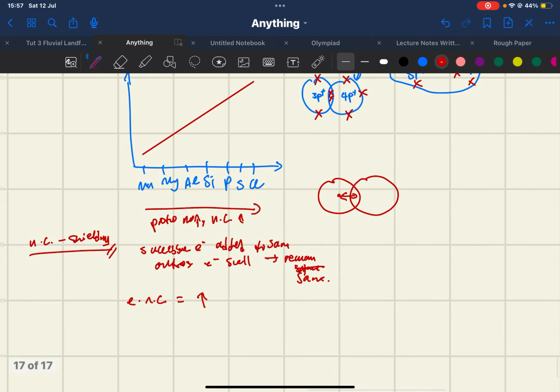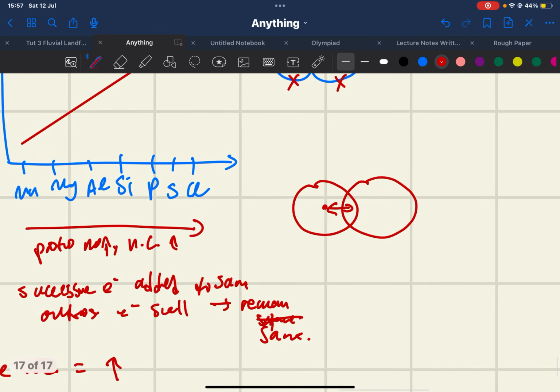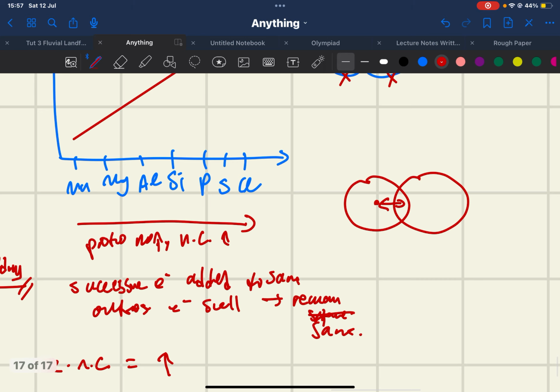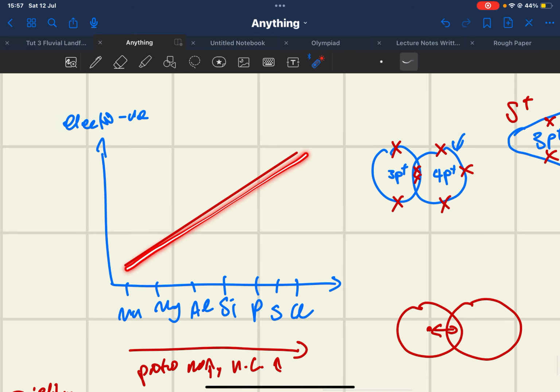If it shifts towards this side, it means that the electronegativity, which is a value given to atoms, will increase. So electronegativity will increase. That's why you have this point here. Generally, you can just draw a straight line across. But it's definitely not the actual straight line. Maybe just do it like that.